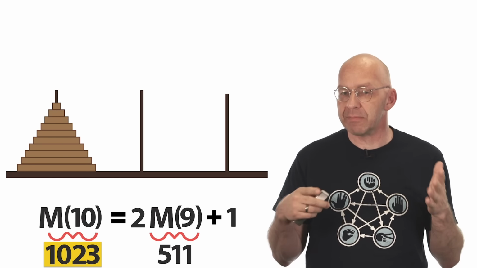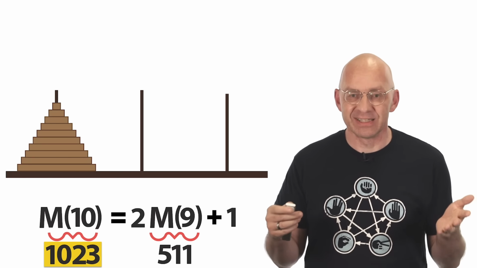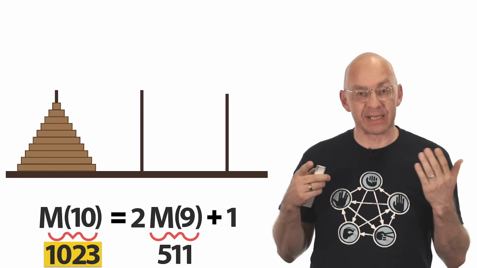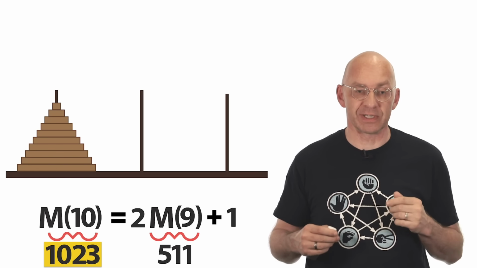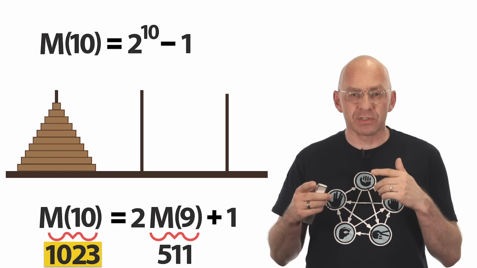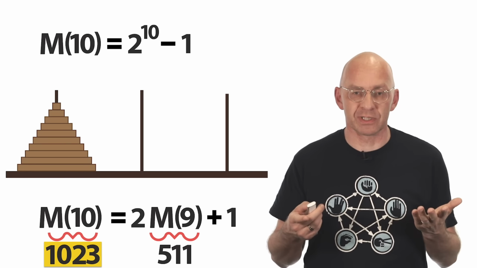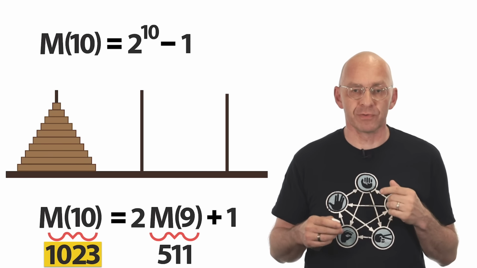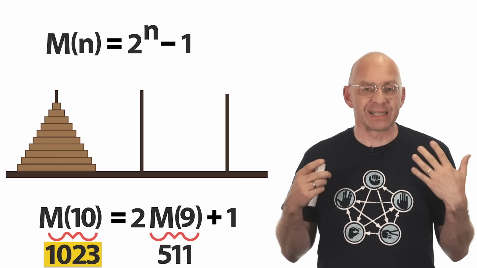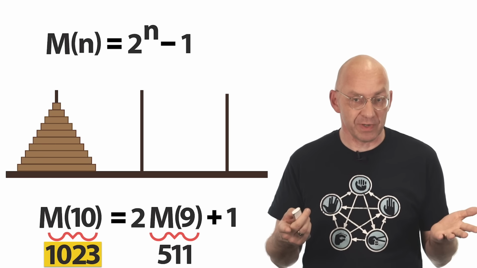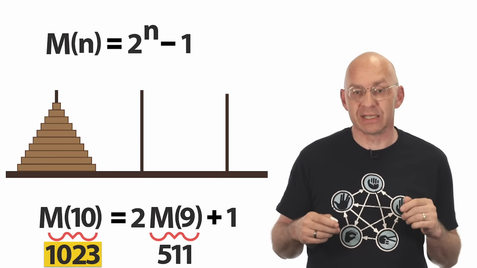And what are these M numbers? Pretty obvious, right? These are just the powers of 2 minus 1. In the case of 10 disks, it's 2 to the 10 minus 1, which is 1023. And of course, it's blatantly obvious that this works in general. The minimal number of moves for n disks is 2 to the power of n minus 1. That's clearly the pattern. And can we prove it? Yep, it's an easy induction thing.